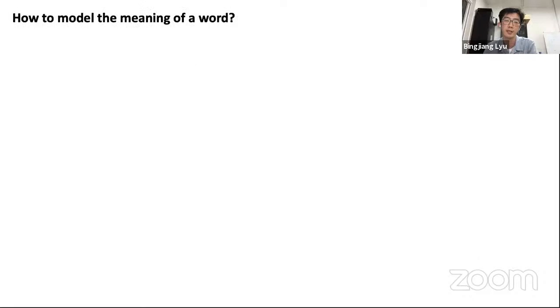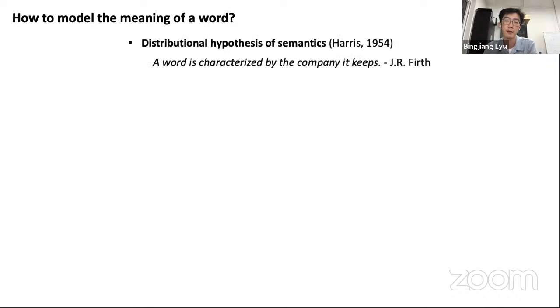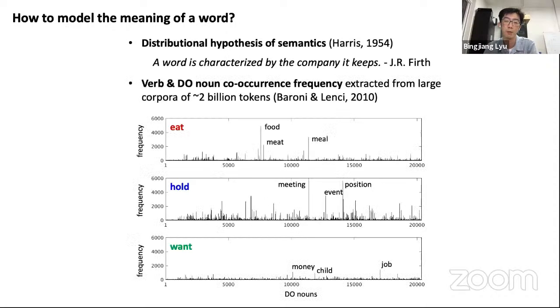So the first question is how to model the meaning of a word. According to the distributional hypothesis of semantics, the meaning of a word could be inferred from the context where it occurs. So if you know whether it's suitable to put a word in a certain context, you should probably know the meaning of this word. In practice, a word's context can be quantified by its co-occurrence with other words. So here the x-axis indicates all the direct object nouns in the corpora, and the y-axis is the co-occurrence frequency between a verb and its direct object nouns. For example, the nouns most frequently co-occurring with eat are food, meat, meal, which captures its semantic constraints for edible things.